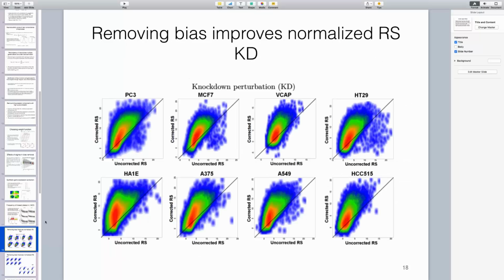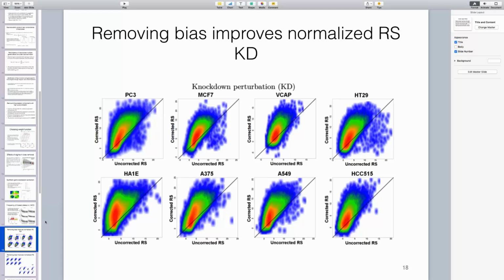So what happens if we correct? Can we improve the reproducibility? So here I show the knockdown data, which has the most markedly positive effect from the correction. I will talk about the drug perturbations and overexpression in a bit. So here for the 8 major cell lines, on the x-axis is the reproducibility score before correction. And then on the y-axis we have the reproducibility score after correction. So if a sample improves, I do it on a single sample basis, it should be above the diagonal.